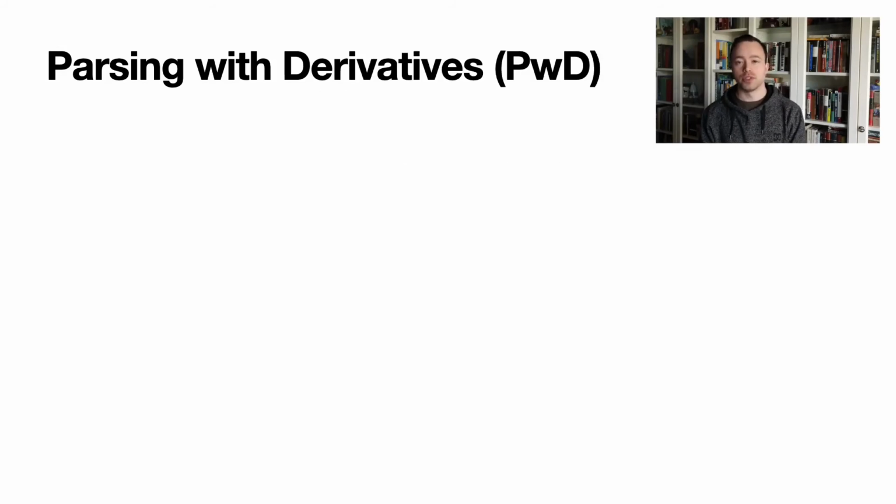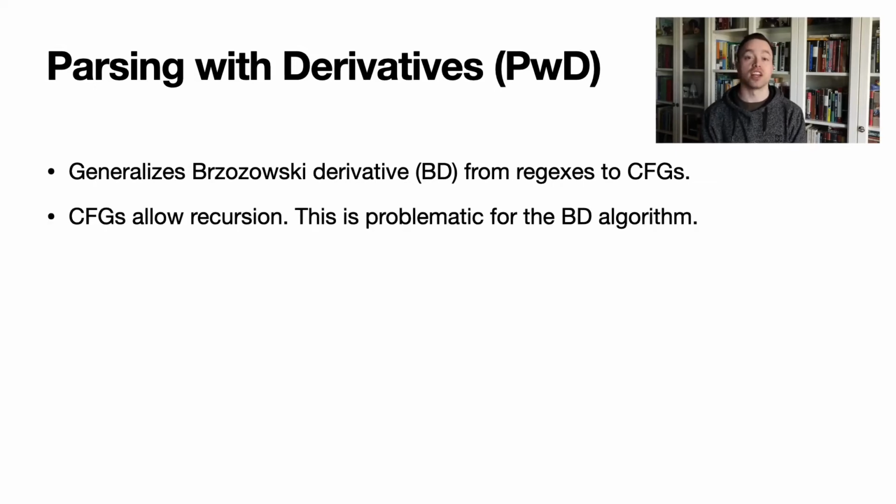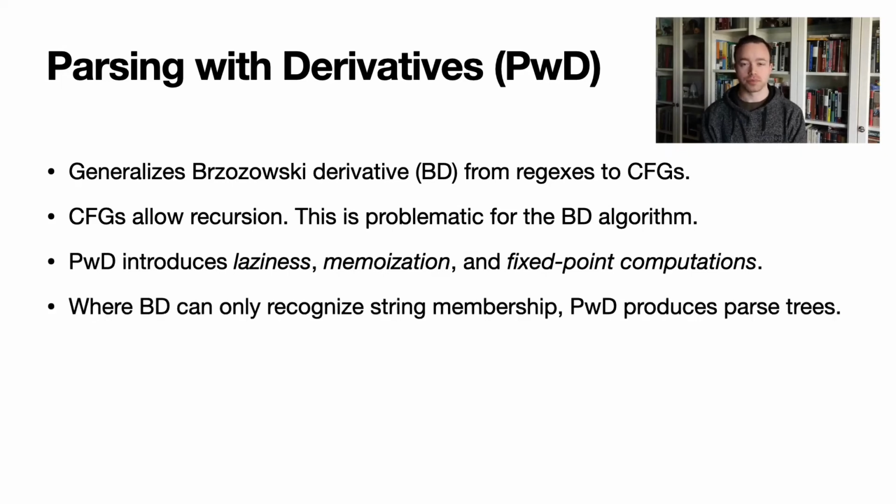The primary contribution of Parsing with Derivatives was to generalize Brzozowski's derivatives from regular expressions to context-free grammars. This is not trivial. The Brzozowski derivative uses two eager algorithms, perfectly fine for regular languages, but not so with CFGs, which have recursion. PWD introduced laziness to fix most of one of those algorithms, and memoization and fixed points for the other. The result is an algorithm that is elegant in its theoretical simplicity, and which can also produce full parse trees instead of only recognizing inputs, as Brzozowski's derivatives do.